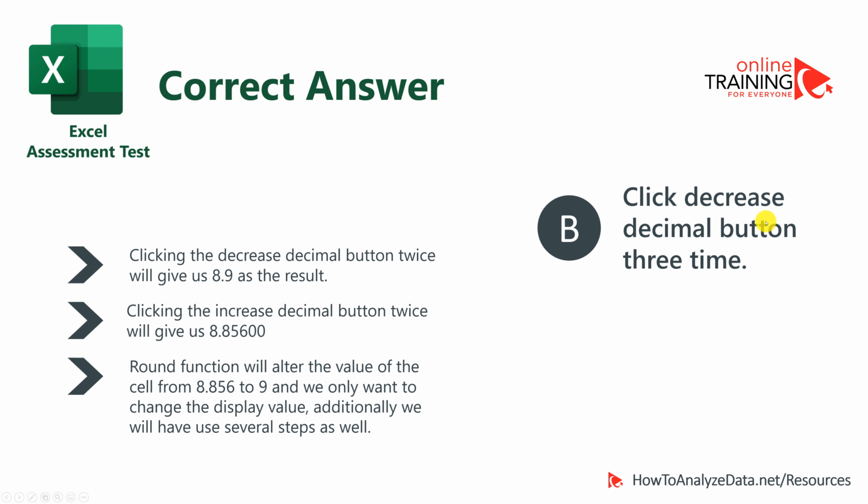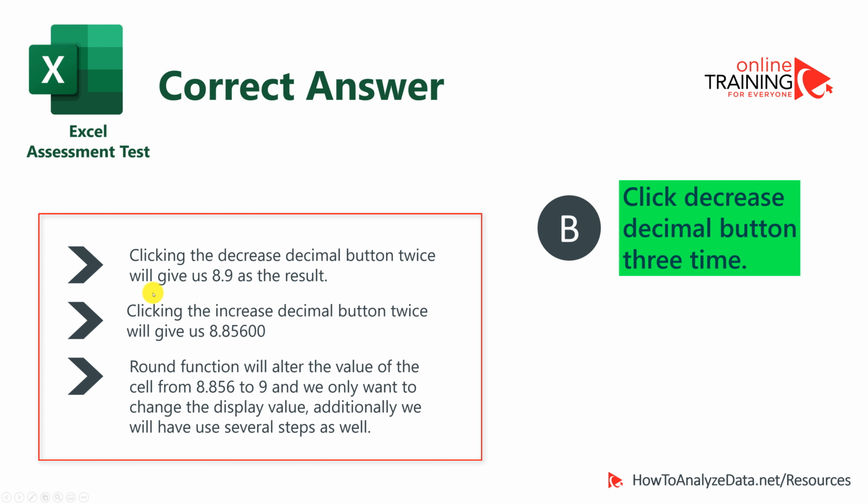And as you might have figured out by now, the correct answer is B, which is click decrease decimal button 3 times. And other choices are incorrect, and here I show the reasons why they're incorrect, and we just covered them in Microsoft Excel. Hopefully you've got this one right.